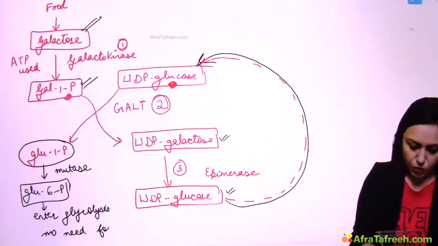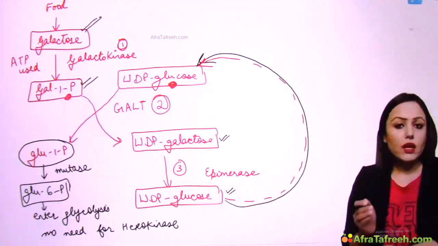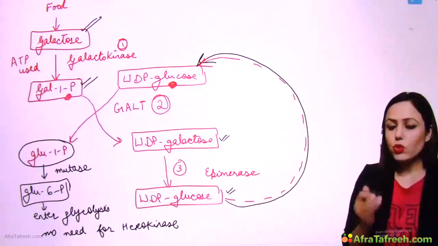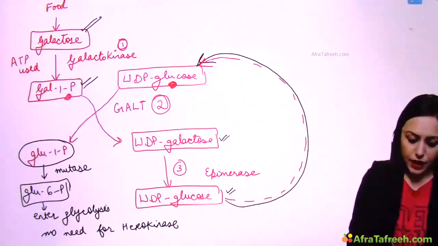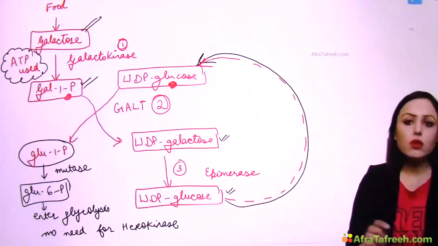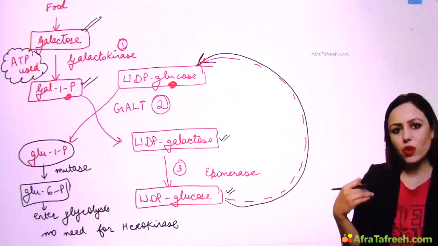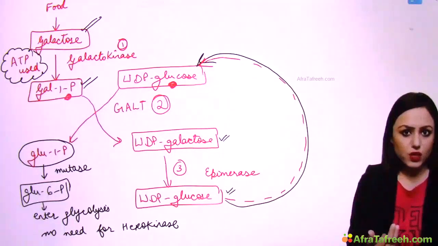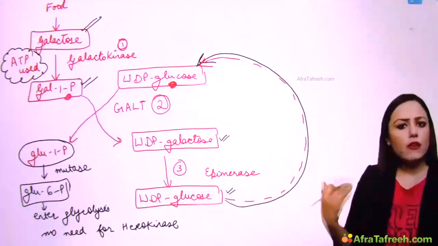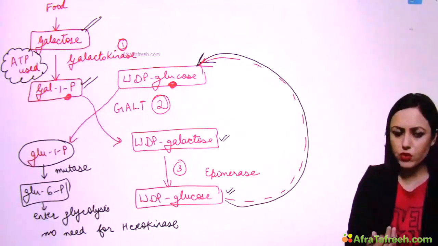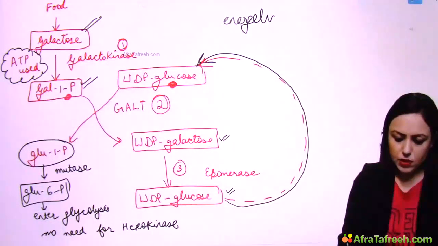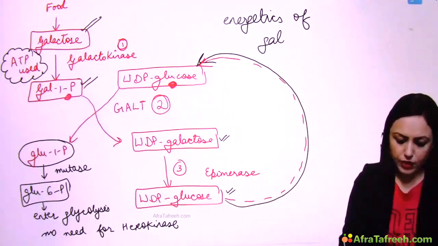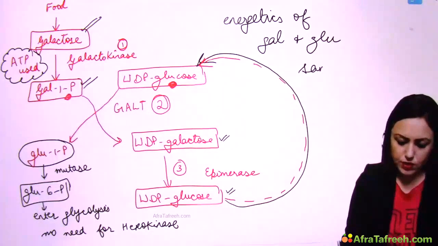So there is no need for hexokinase. Hexokinase normally uses ATP, so there's no need to use ATP at this step, right? But at the galactokinase step, 1 ATP is used. So instead of hexokinase, now galactokinase is using ATP. After that, the rest of everything is the same as glucose metabolism. So we can say that the energetics of galactose and glucose is the same.